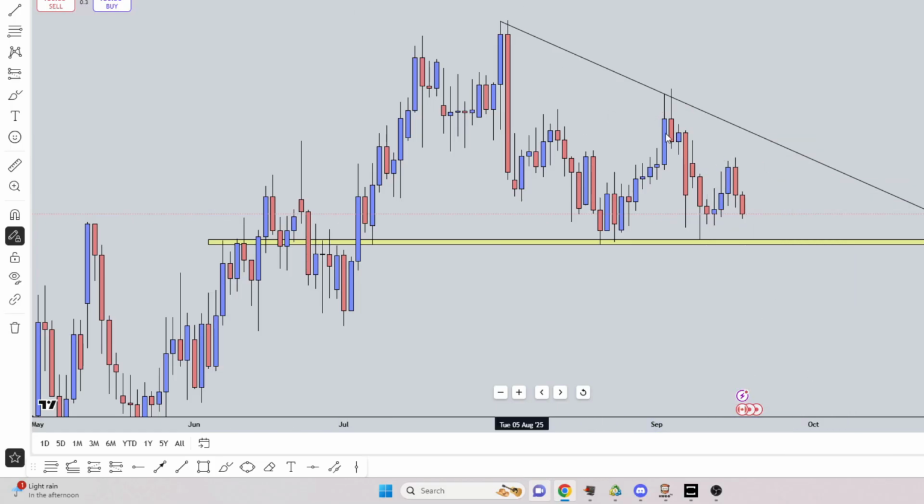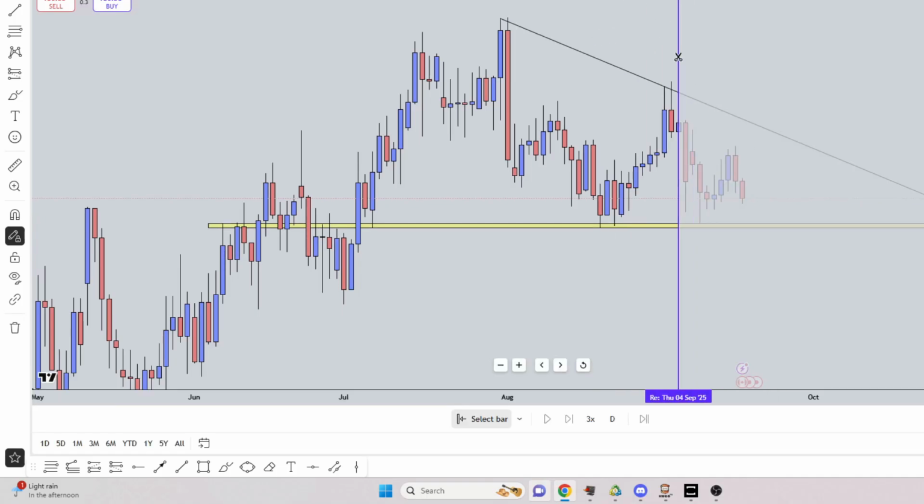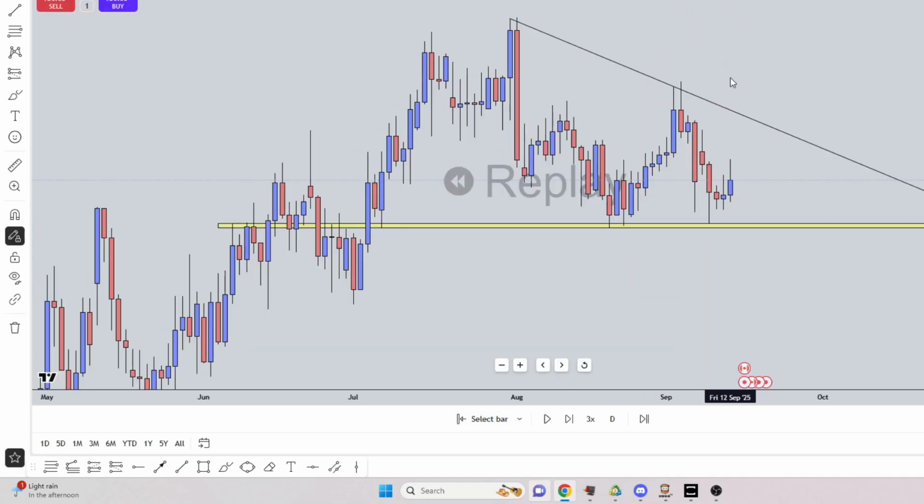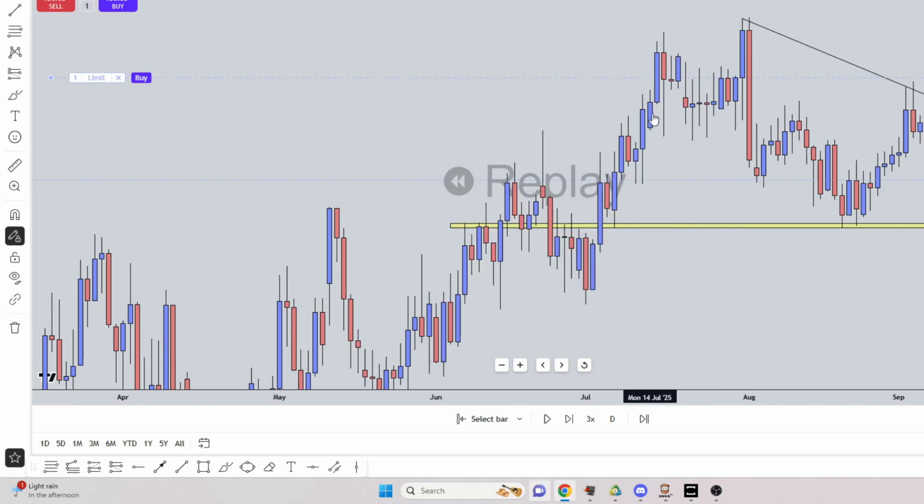So we see the head and shoulders pattern. When I was looking at this initial trade, if I'm correct, the market was somewhere roughly around here, right?